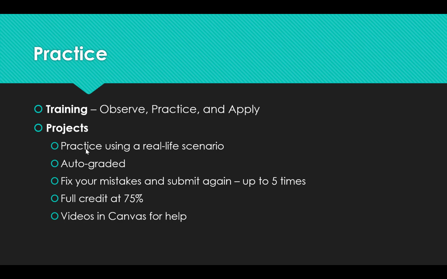After you get your results, you can fix your mistakes and submit it again up to 5 times because this is a tool for practice and learning. When you get to 75%, then you're done and you'll get full credit for the project. So you don't need to keep going and try to get 100% unless, of course, you want to. But at 75%, you will get full credit for the project. There are excellent videos, again, in Canvas for help on how to do a SAM project.